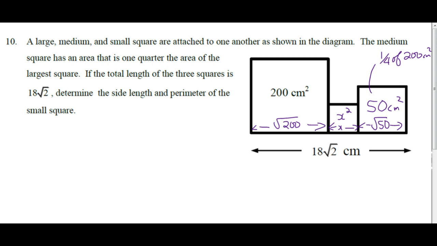Okay. The total length of the 3 squares. So what expression am I going to come up with? Root 200 plus what? This plus this. What's this? X. What's this? And what's that equal to? 18 root 2.